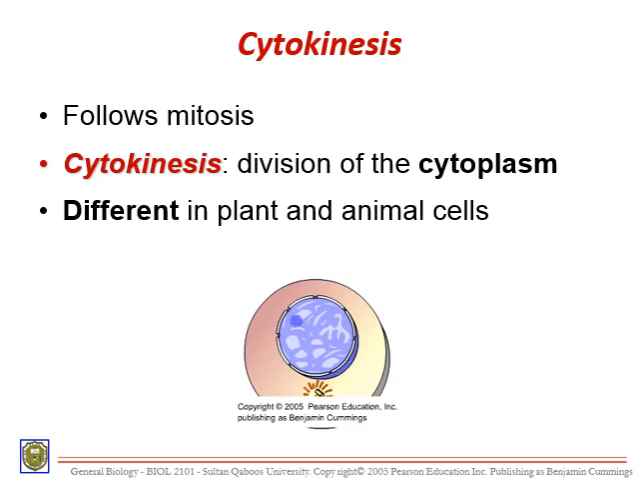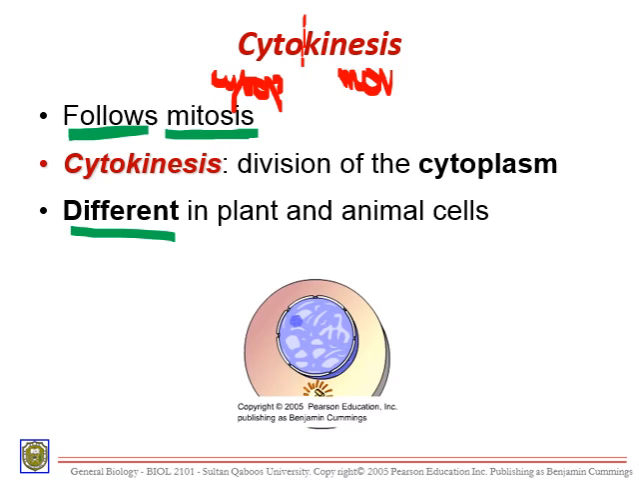Cytokinesis is the division of the cytoplasm. Let's divide the word. Cyto means cytoplasm. Kinesis means movement. So that's movement of the cytoplasm. Okay, cytokinesis occurs after mitosis. So it follows mitosis. And cytokinesis is different in plant and animal cells.